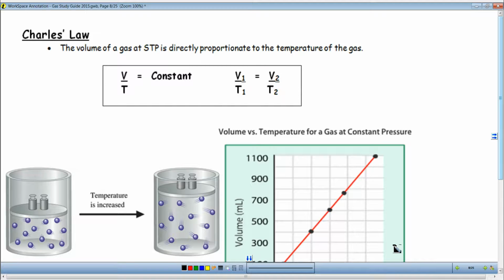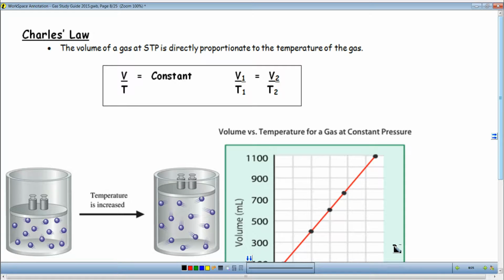All right, moving on. Charles' law. Now, some of these gas laws might be familiar to you. I'm hoping that they are. This might not be the first time you're hearing about Charles' law. Charles' law looks at the relationship between volume and temperature. The volume of a gas at STP, standard temperature and pressure, is directly proportionate to the temperature of the gas.